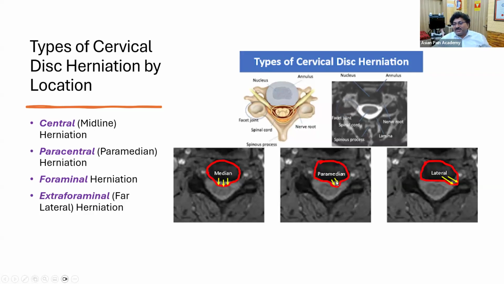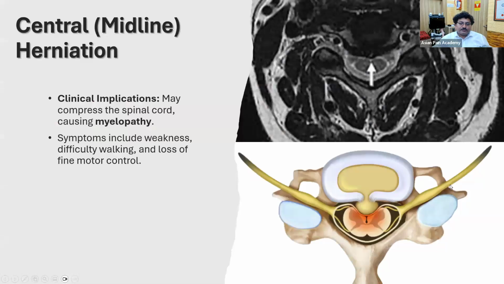For the paramedian compressions, the chances of going into radiculopathy is more, and definitely for the foraminal, it is much more. Here we can see the central or midline herniation, exactly from the midline. In mild cases, it will mostly remain asymptomatic or sometimes present as a discogenic pain. In moderate cases, it can cause compression of the cord associated with myelopathy, which includes weakness, difficulty in walking, and loss of fine motor control.